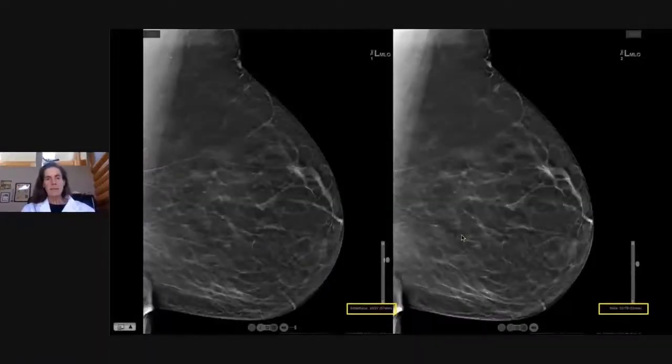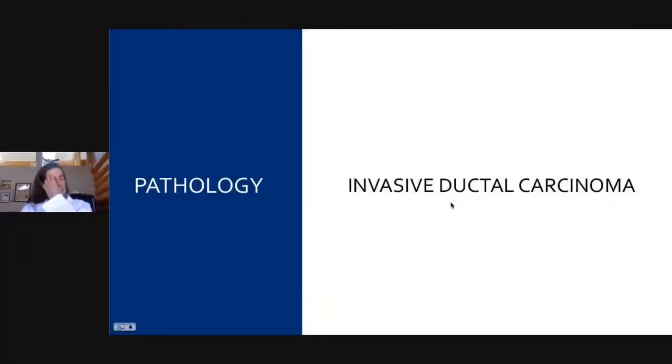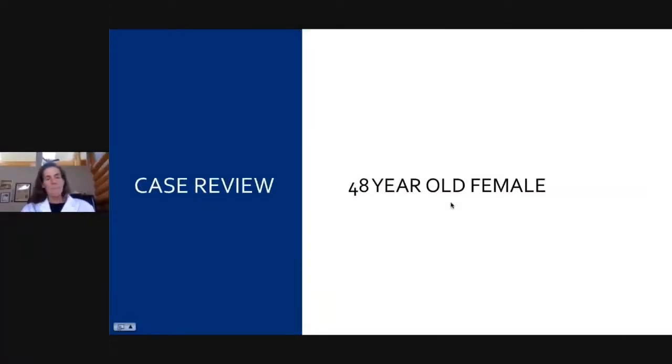And again, on our medial lateral obliques, blowing it up, looking at being able to see the margins to greater effect, whereas they're a little fuzzier on the 1 millimeters. And that was an invasive ductal carcinoma.